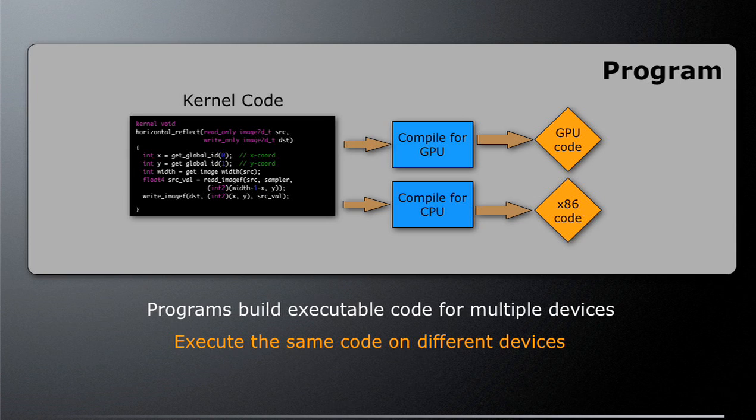Programs build executable code for multiple devices. The key point here is that you can have the same high-level code run on multiple different devices, because at runtime we can compile the code for the devices that we have. You could even have a system with any number of these devices: a GPU, an x86 CPU, and even a DSP. So you would have 3 different sets of code in that situation.